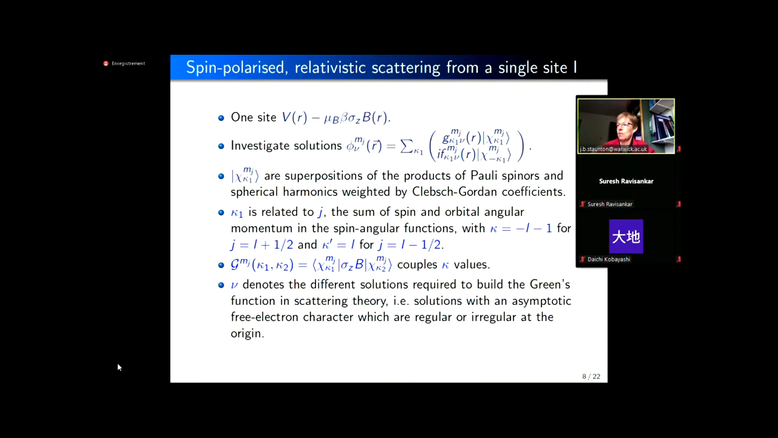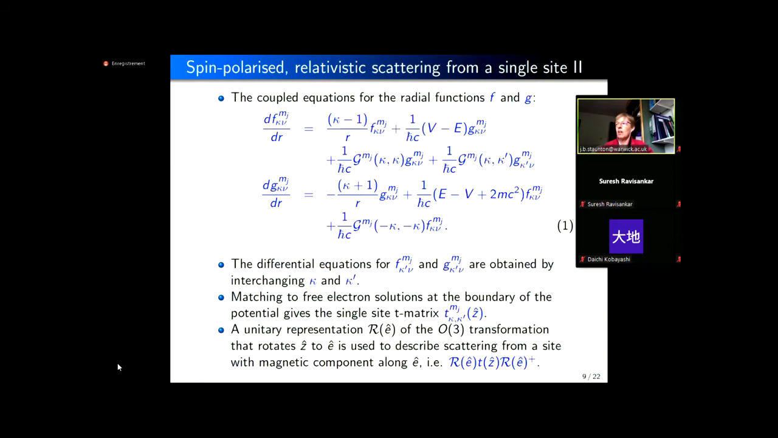Okay, so that's the setup, and so one then takes that 4-component wave function, this combination of them, and then looks at the nature of the radial equations that one has to solve for a single site, and this is what they are. So we have coupled radial equations. So we keep track.